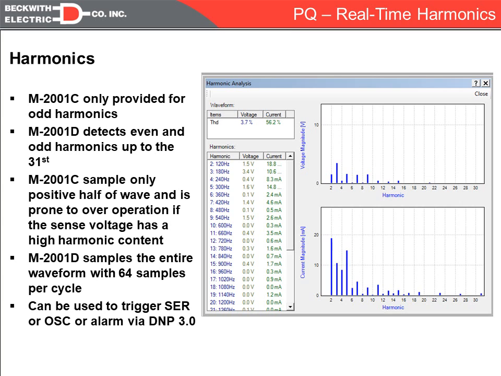In the D, it is actually sampling 64 samples per cycle, which allows us to record within the control itself both even and odd harmonics up to the 31st harmonic. We can then either look at the harmonics real time and see their percentages, or we can set them to trigger either sequence of events or oscillographies, and also have alarming back to DNP when we have harmonic violations.